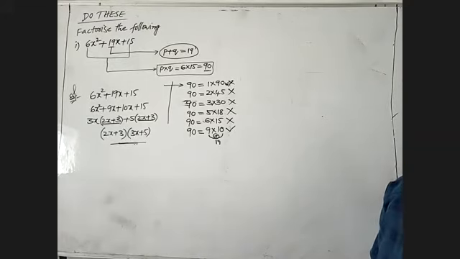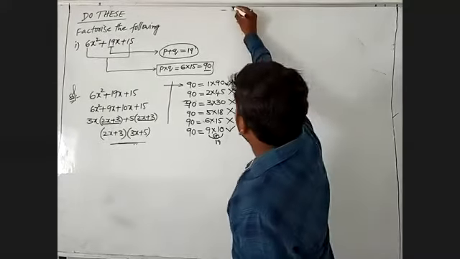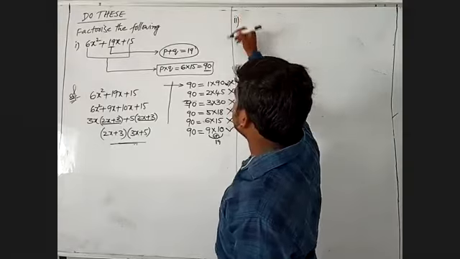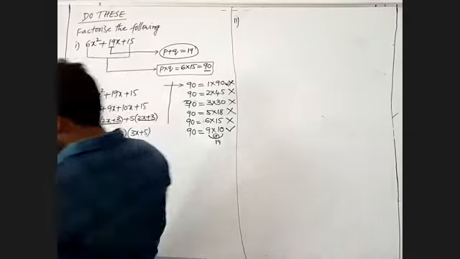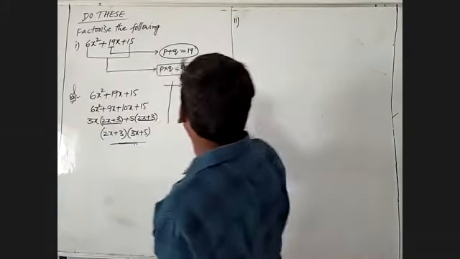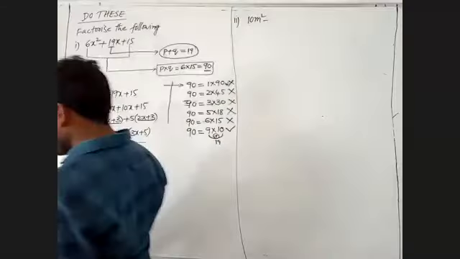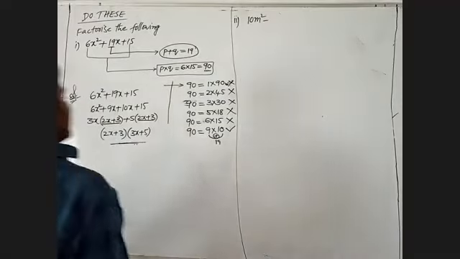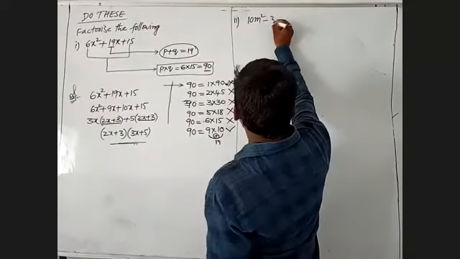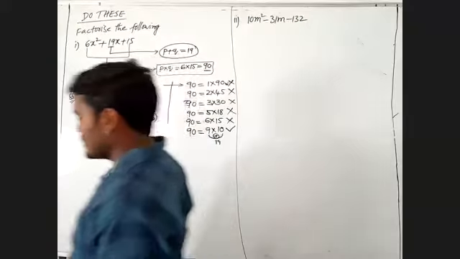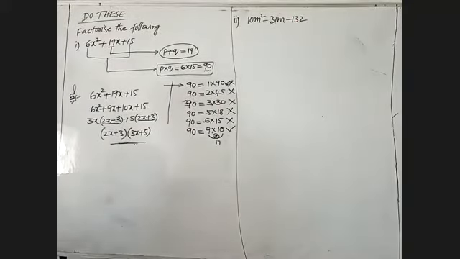Let's do this. Now I am going to the next problem. Second problem is this. That is 10m square minus 31m minus 132.